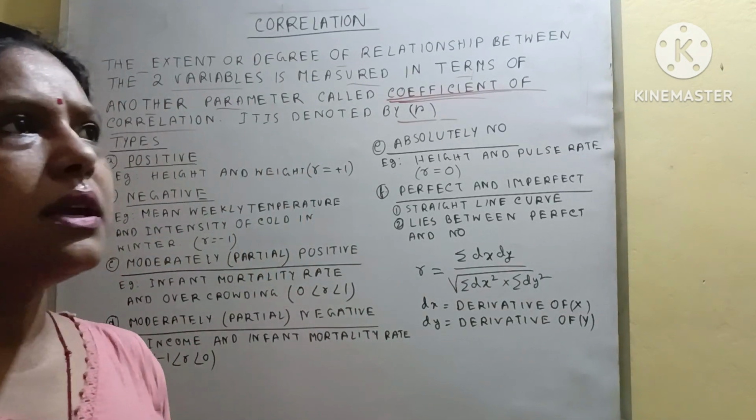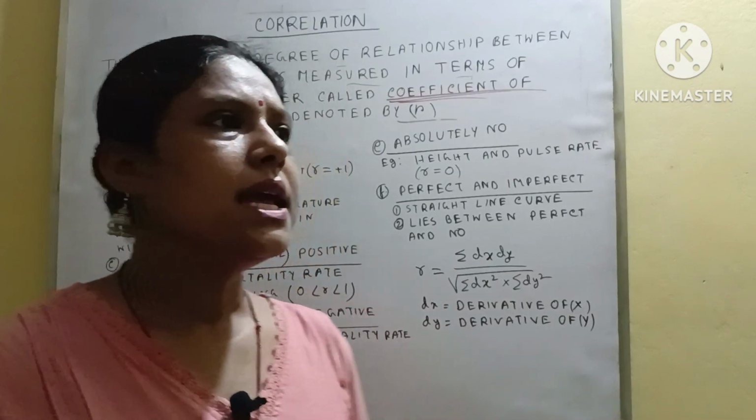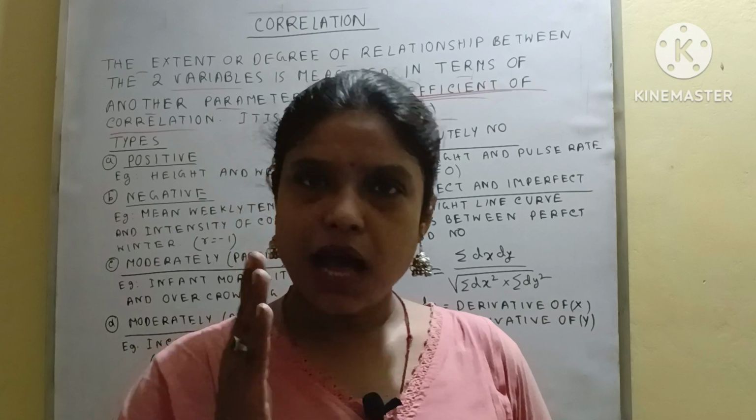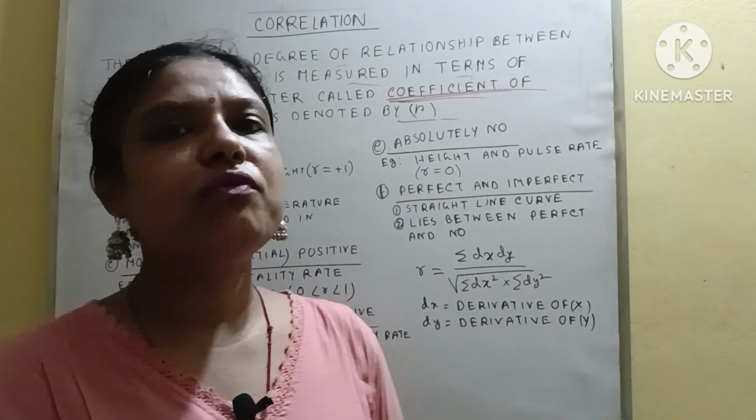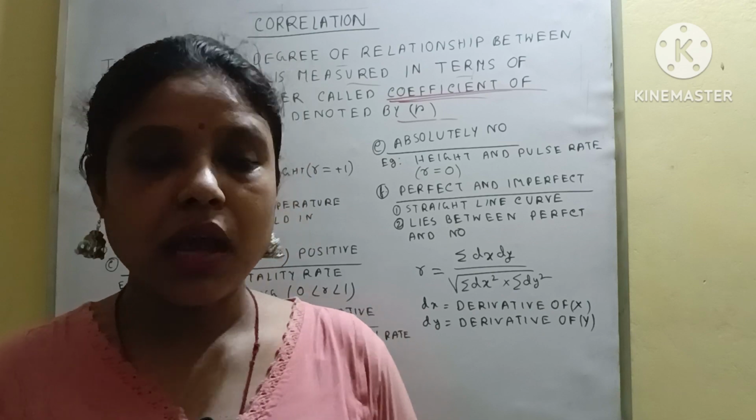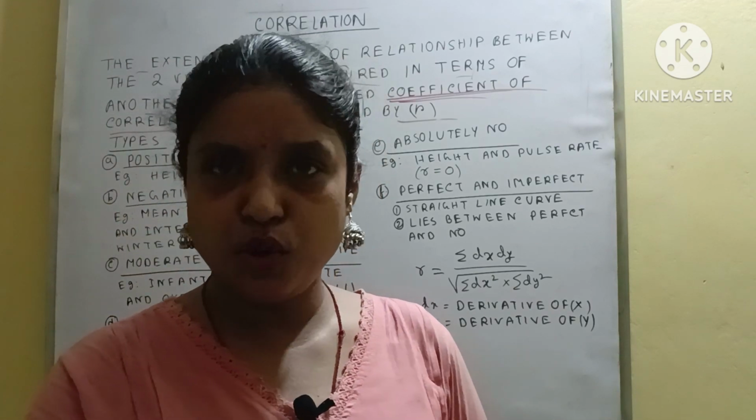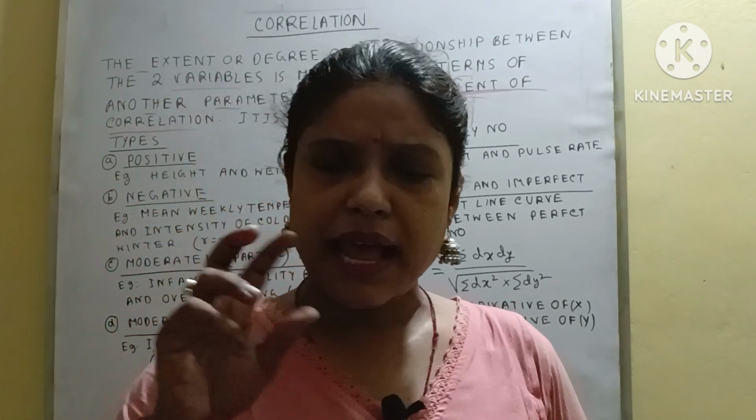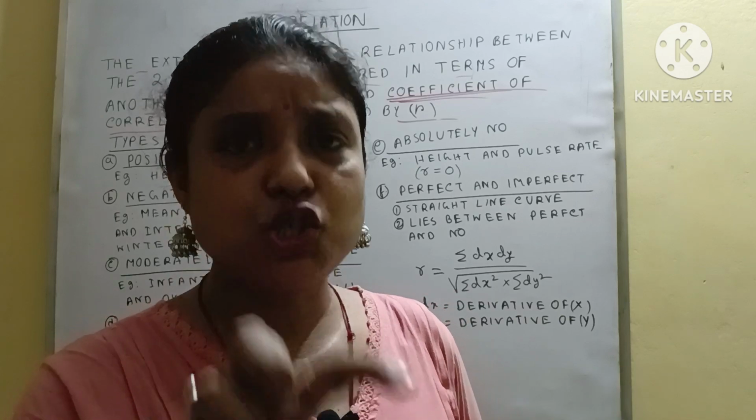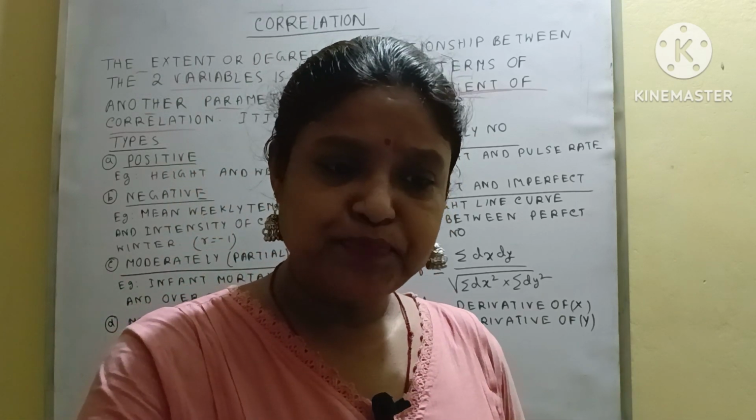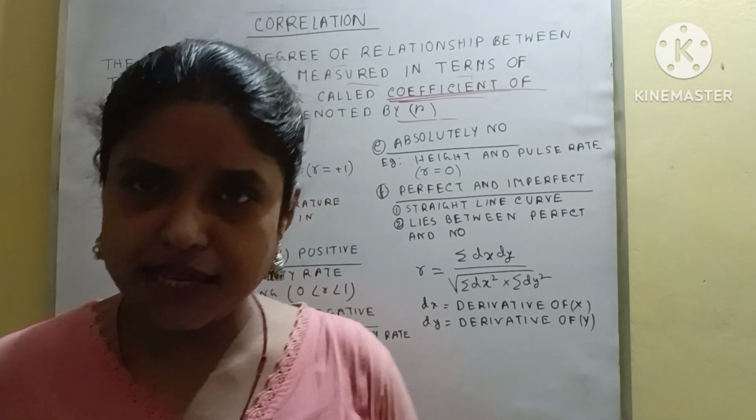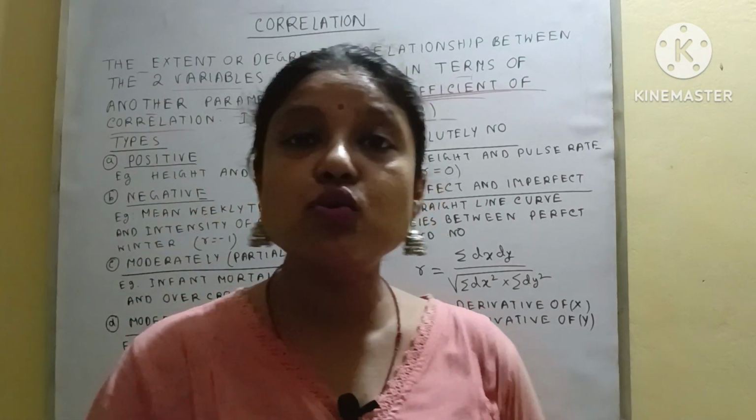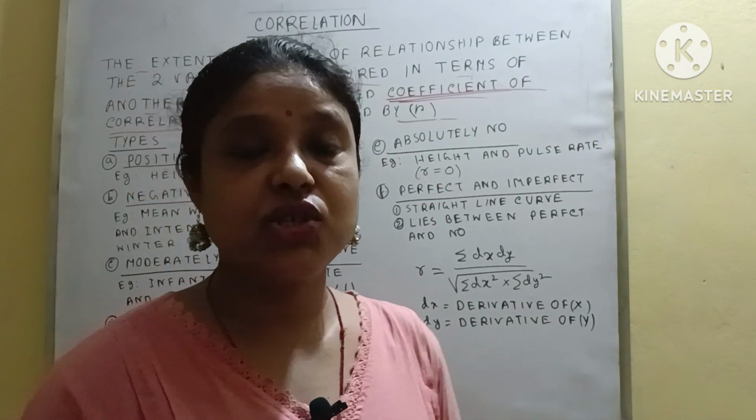Clear? So suppose we take one example, that is temperature and intensity of cold. If temperature is high, the intensity of coldness is not so much. But if temperature is low, then coldness is possible. So this is a very easy example, and there is a relationship between the two variables, that is the temperature and the intensity of the coldness. Clear?